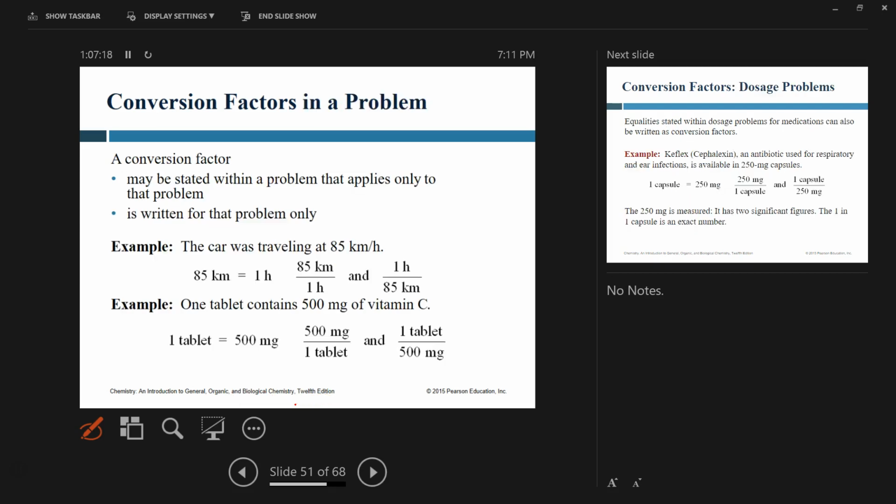So, why do we need conversion factors? Sometimes it helps us to understand what's going on in the problem. So like here, the car, its speed is 85 kilometers an hour. What does it tell you? That the car goes 85 kilometers, it travels 85 kilometers in the time of 1 hour. Or that it takes 1 hour for a car to travel 85 kilometers.